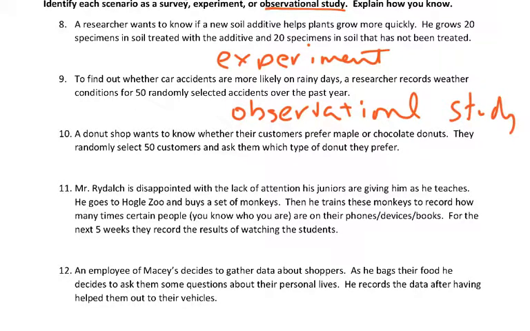10. A donut shop wants to know whether their customers prefer maple or chocolate donuts. They randomly select 50 customers and ask them which type of donut they prefer. Should be able to tell pretty quickly. They're asking questions. It's a survey.